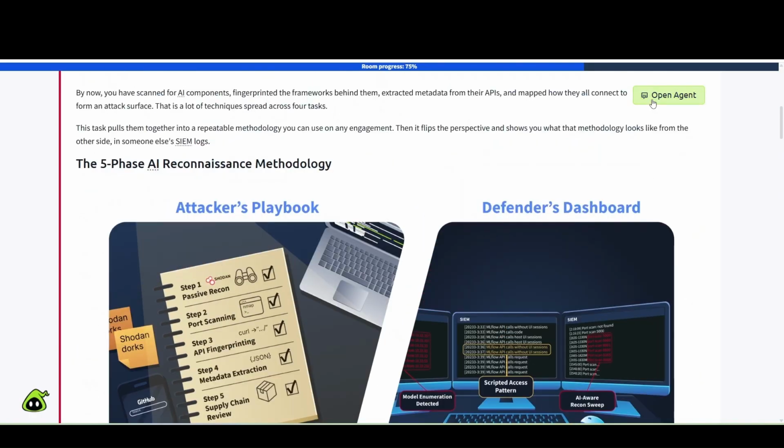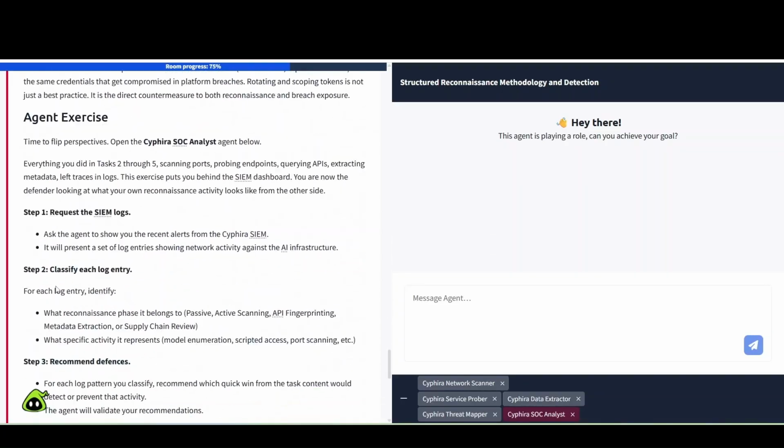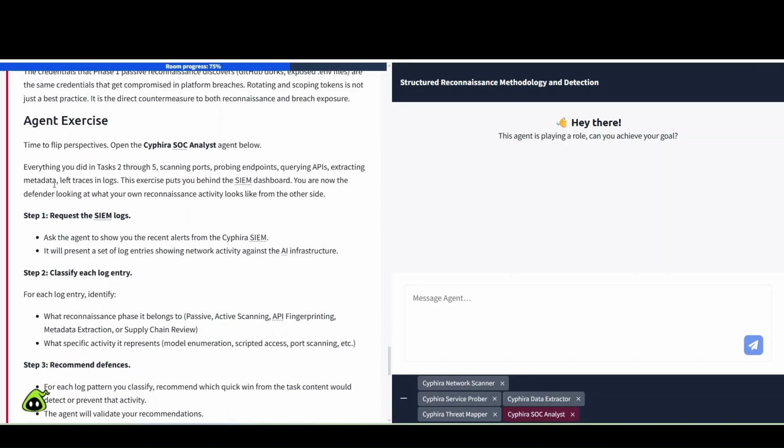All right, so I have another agent exercise. So let's go and click that green button here to open up the agent and see what we're cooking with down here. Okay, agent exercise, time to flip perspectives. Open the Cyphera SOC analyst agent below.